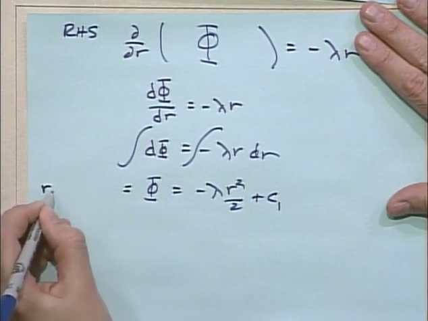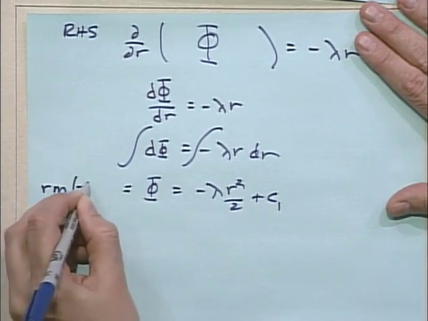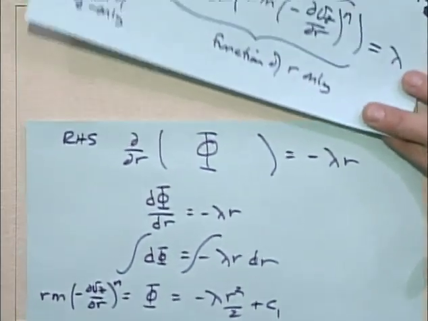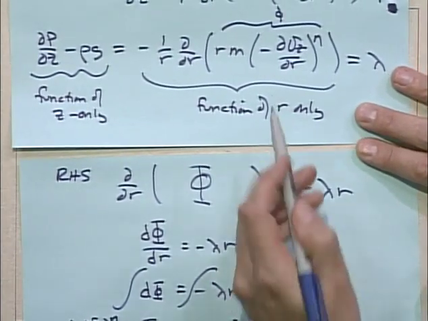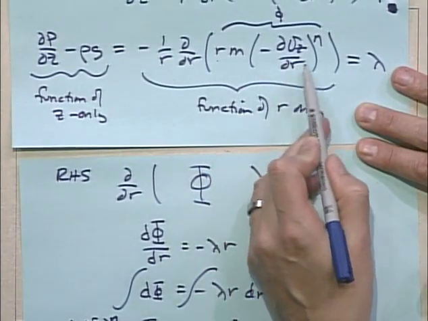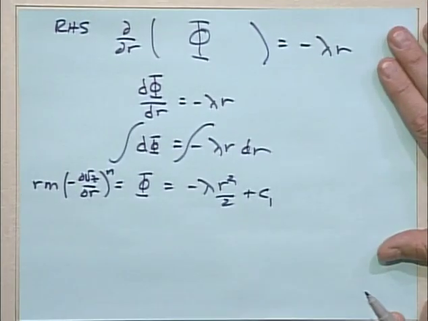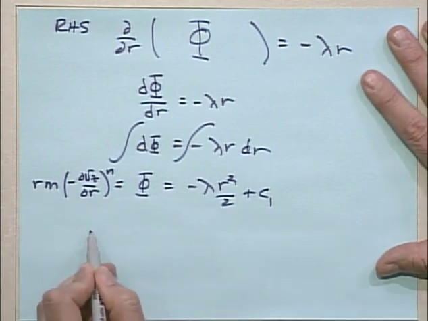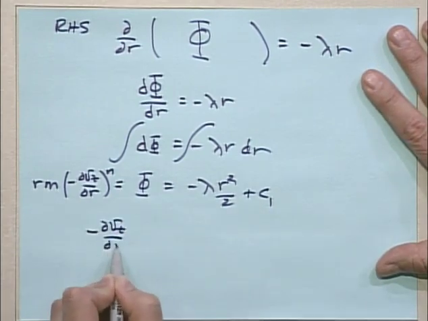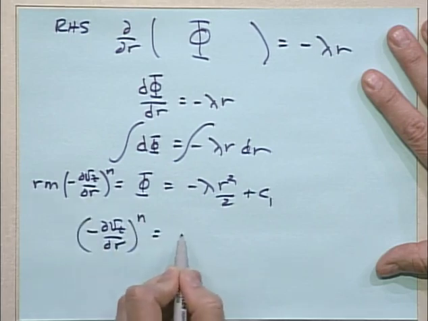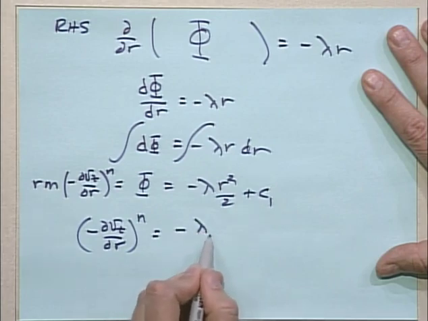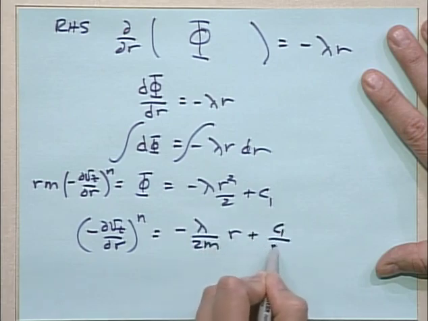It was r to the m times minus dvz dr to the n. I'm just picking that back up from this previous sheet. Phi is r to the m times minus dvz dr to the n. So now I divide through by r to the m, right? And I get minus dvz dr quantity to the n equals minus lambda r squared over 2 r to the m plus c1 over r to the m.